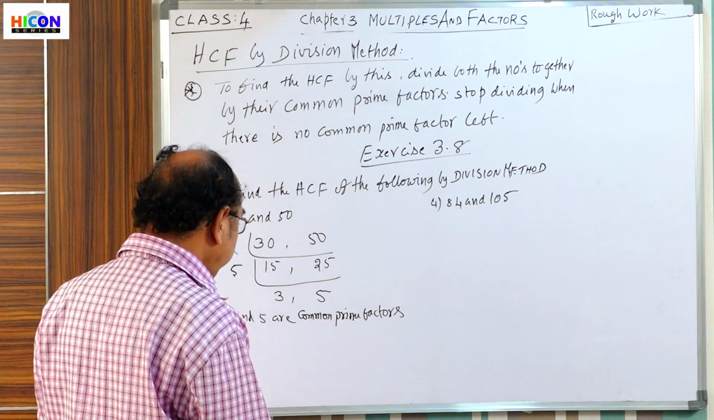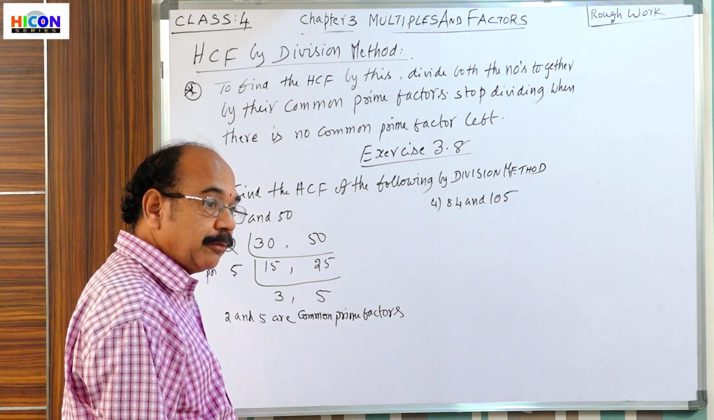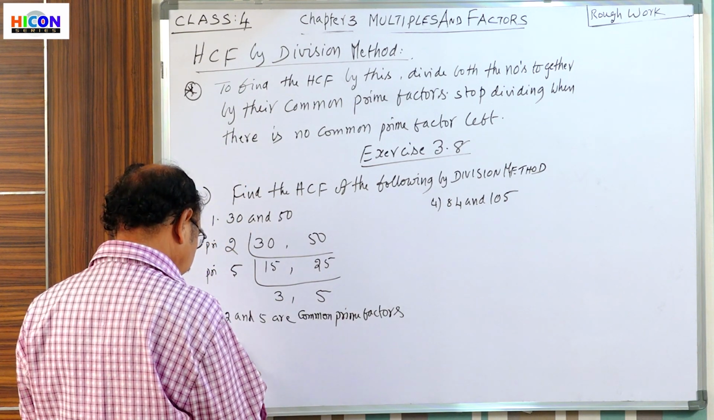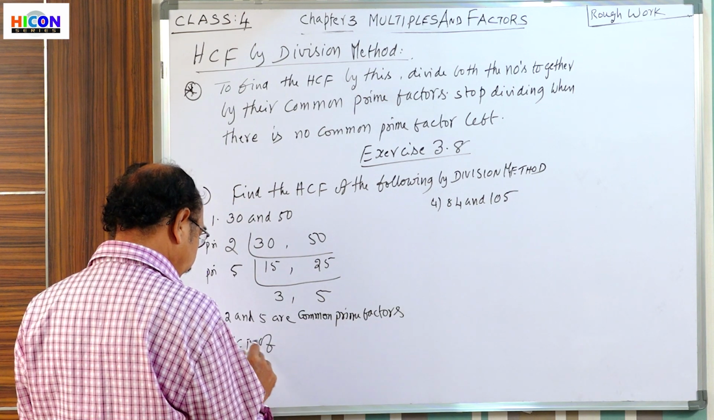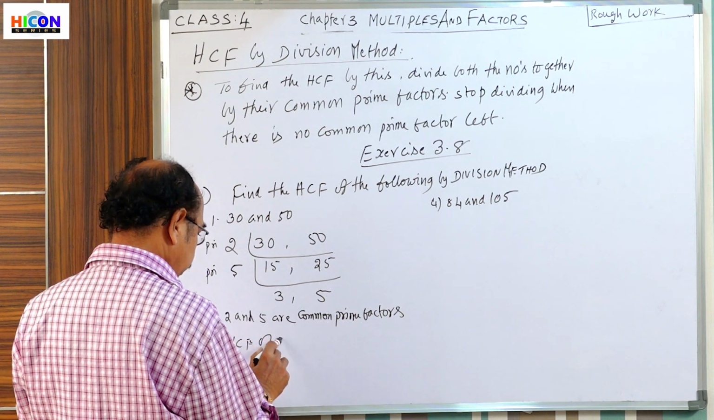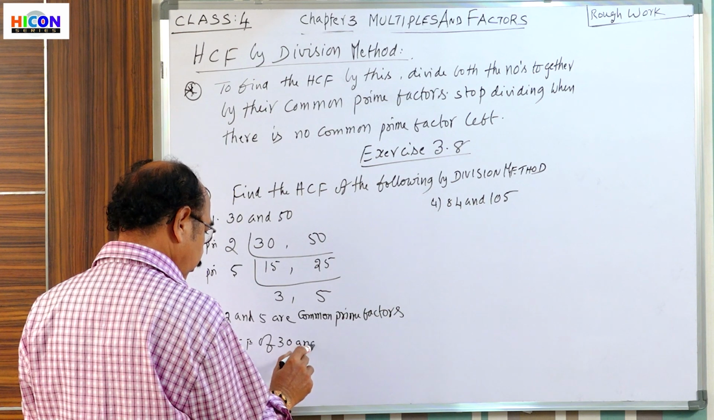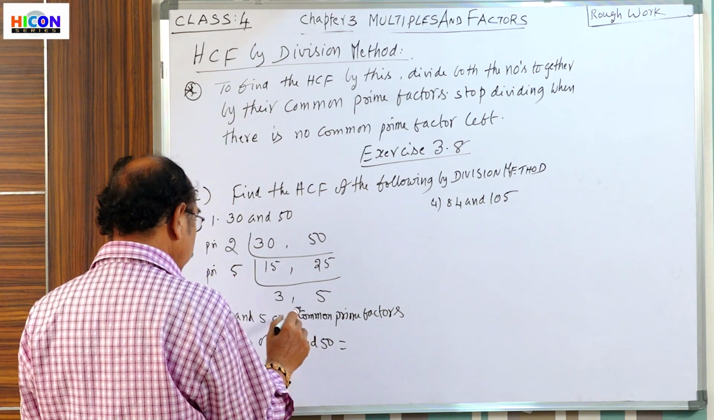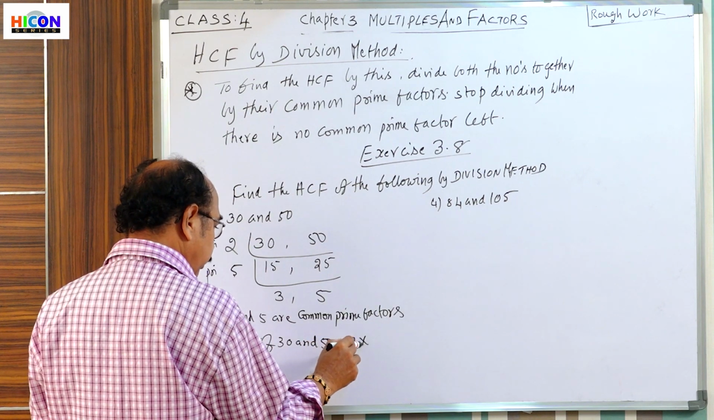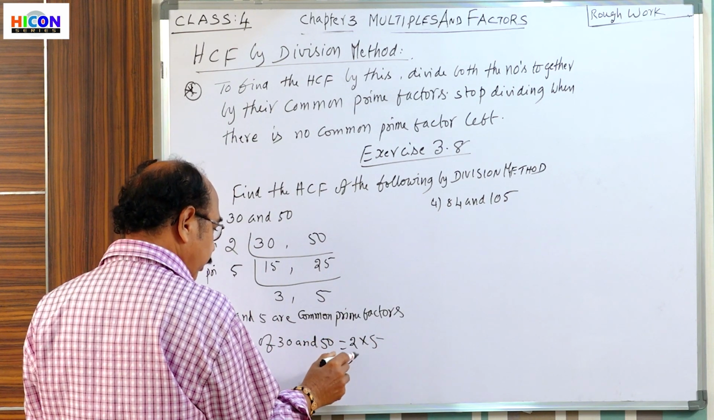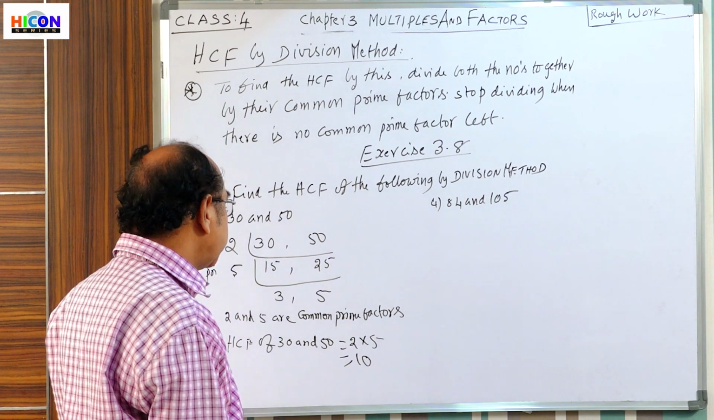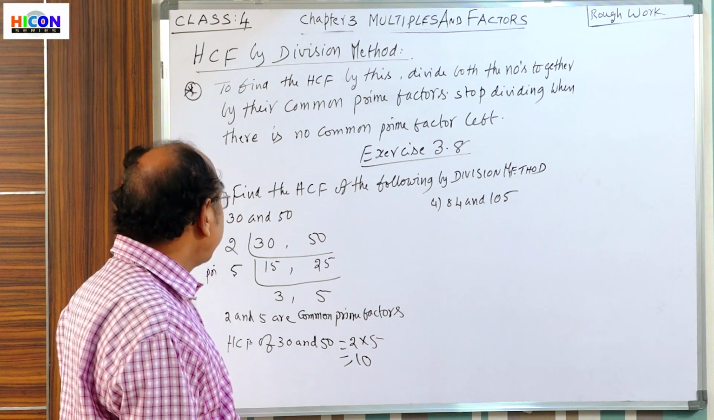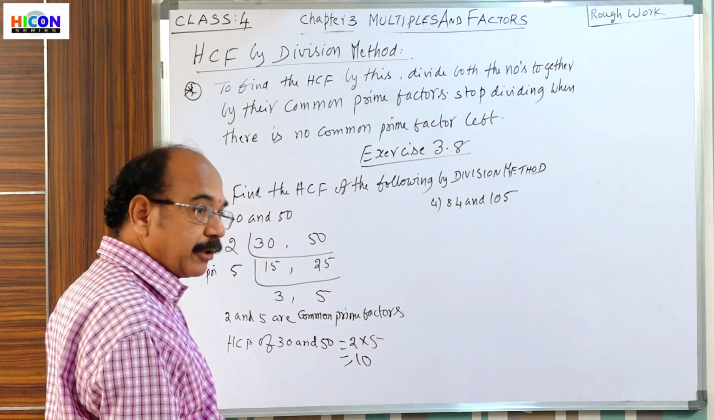Okay, children. So take them and multiply. Therefore, HCF of 30 and 50 is equal to, these are the common prime factors, so 2 and 5 take and multiply. 2 5s are 10. 10 is the HCF. 10 is the highest common factor.